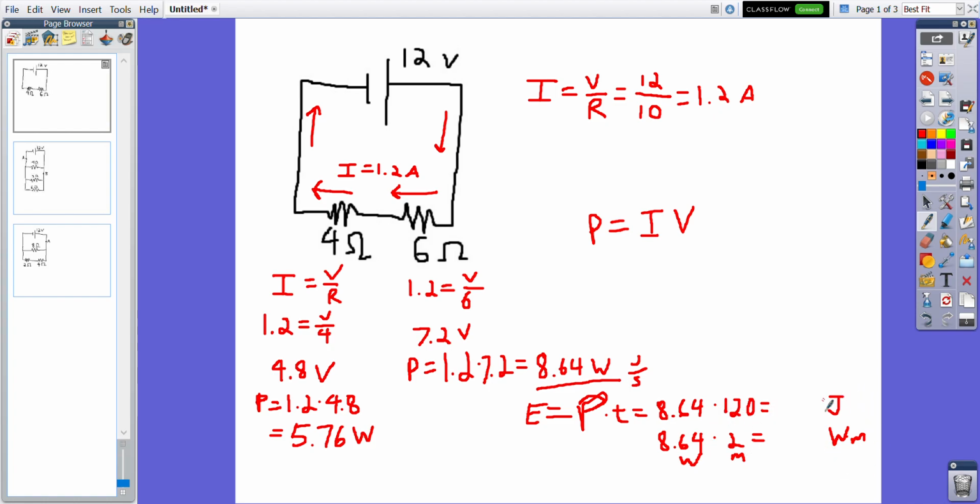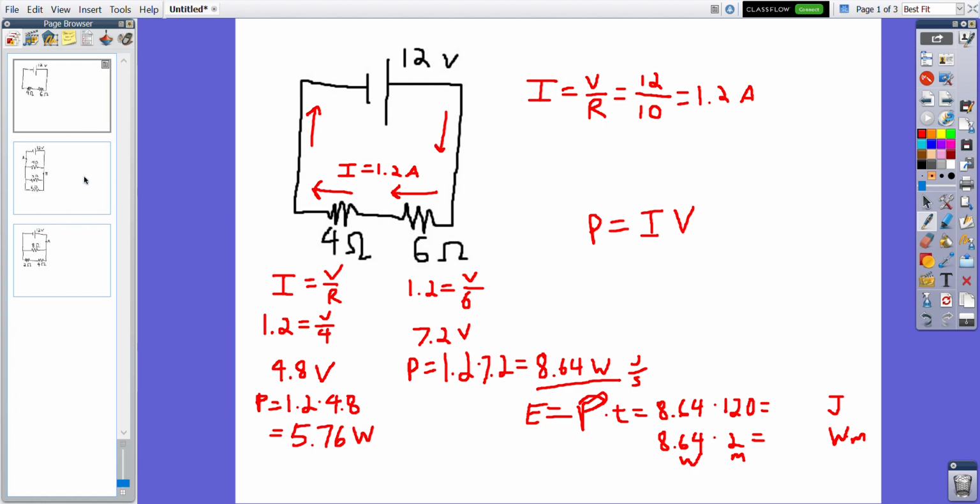So if you want joules, you need watts and seconds. If you want watt minutes, you use watts and minutes. If you want watt hours, you use watts and hours. If you want kilowatt hours, you use kilowatts and hours. Okay, so I think that covers this first one.